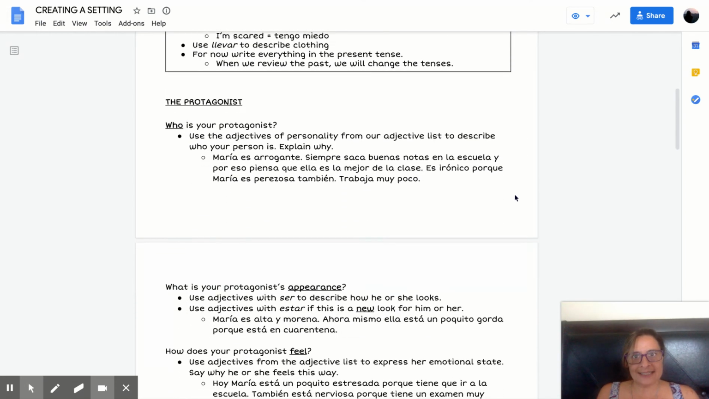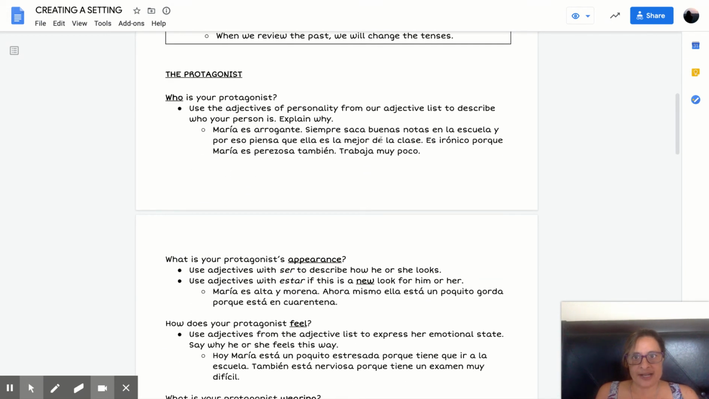who your protagonist is. So looking at your protagonist here, you want to go back to our Google shared doc of adjectives and pick out really, really interesting adjectives. Hopefully you've already done this because the assignment that was due for today was for you to describe your protagonist in English. Today we're taking that description and we're turning it into Spanish. So hopefully you've already picked out some really interesting adjectives. If you haven't, please go back and pick them out now. They will make your story more interesting.